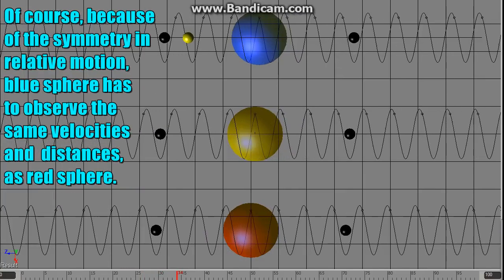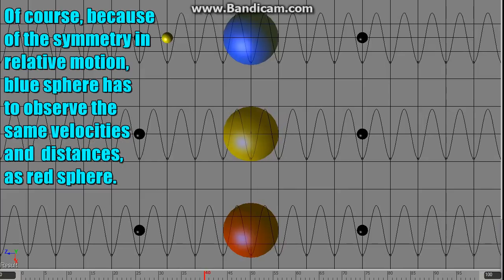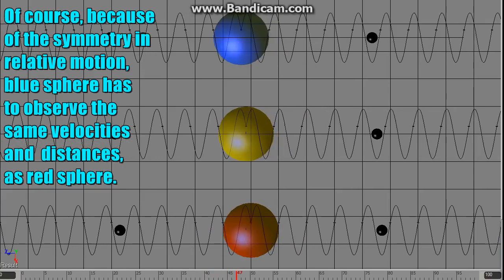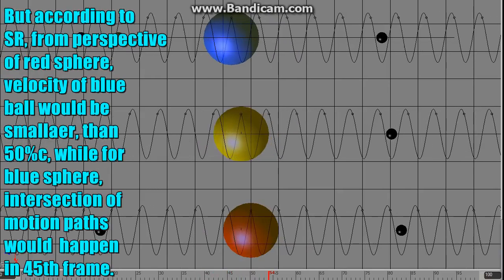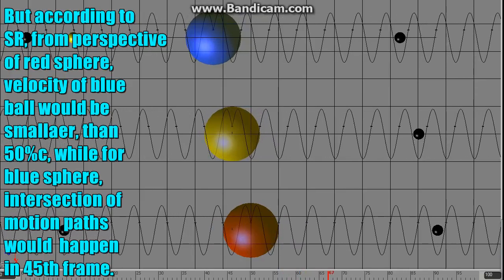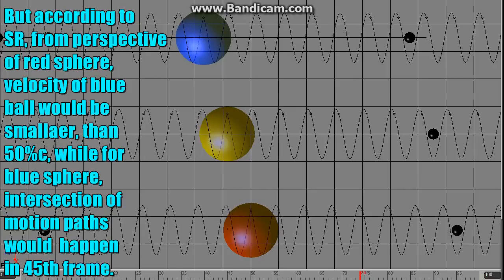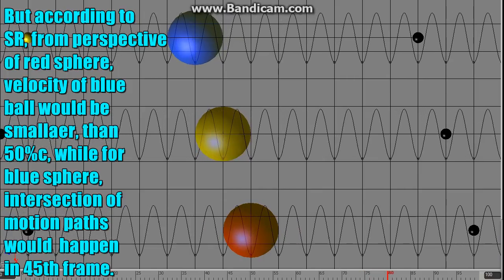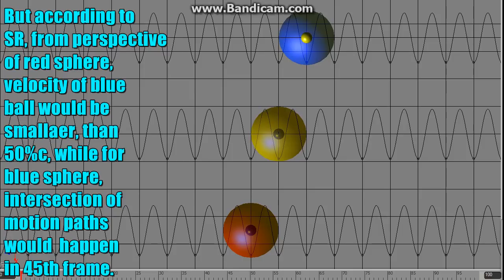Of course, because of symmetry in relative motion, the blue sphere has to observe the same velocities and distances as the red sphere. But according to special relativity, from the perspective of the red sphere, the velocity of the blue ball would be smaller than 50% of c, while for the blue sphere, the intersection of motion paths would happen in the 45th frame.